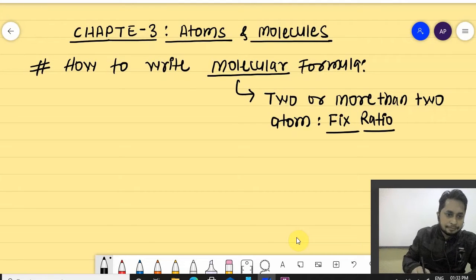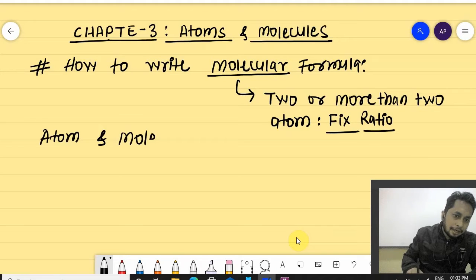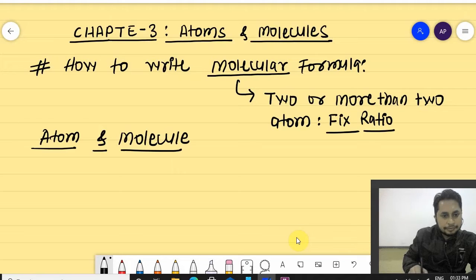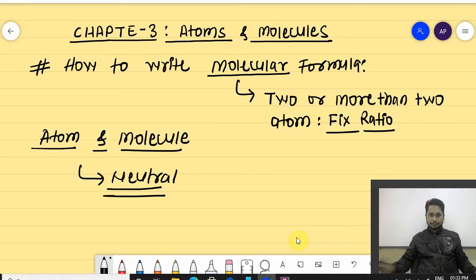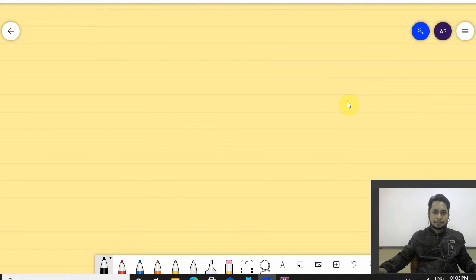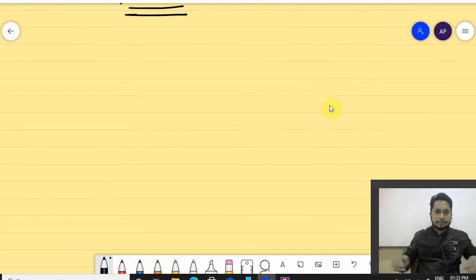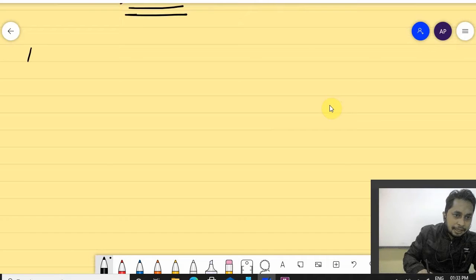Always remember one thing, that atoms and molecules are neutral species. They are always neutral. It means the magnitude of positive charge is equal to the magnitude of negative charge. So to write the formula of a molecule, first we will remember some important cations and anions.